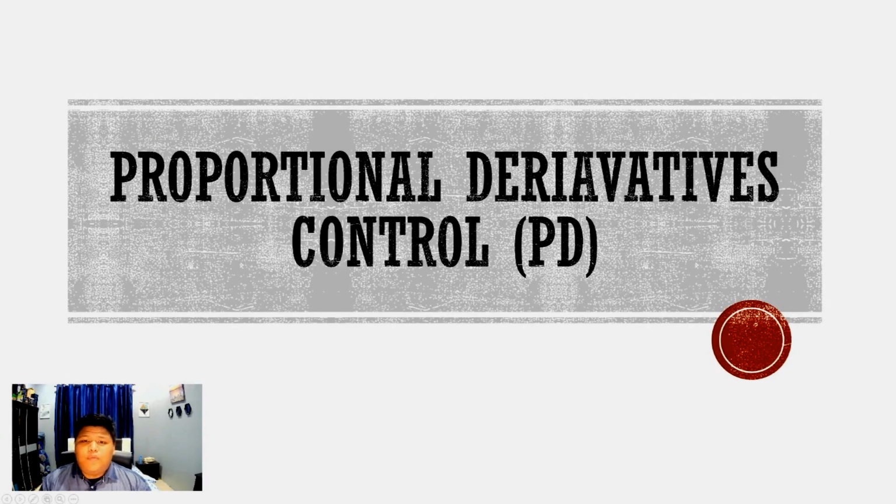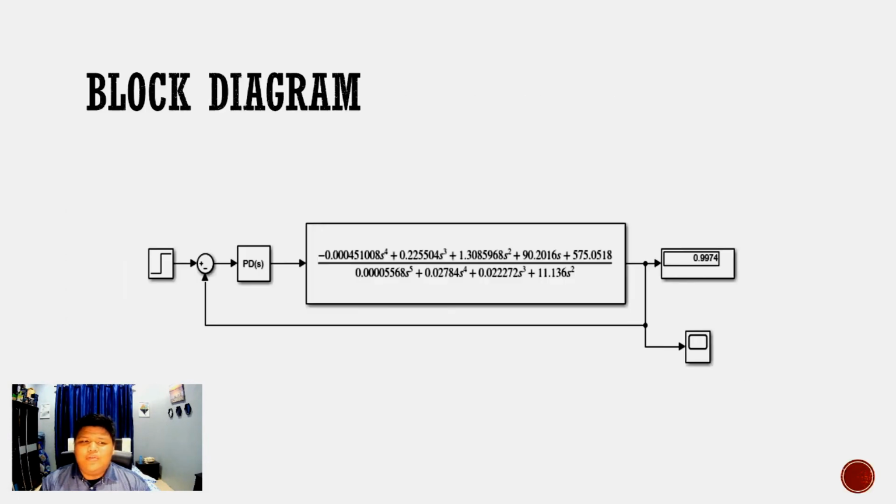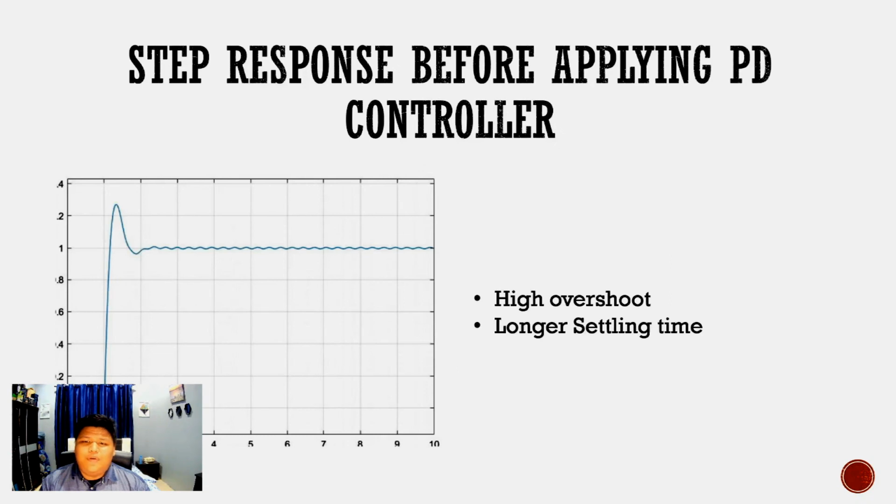For the proportional and derivative control, PD, we still use the same block diagram as you can see in the display, and after we key it into Simulink, we will get the trend of the step response as shown below. This is before we apply the PD controller parameters. As you can see, the trend shows that it has high overshoot and a longer settling time.